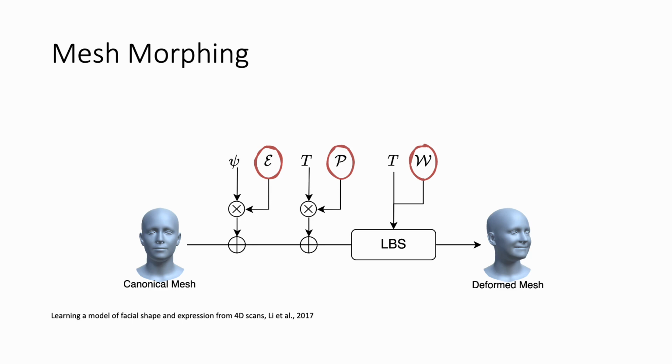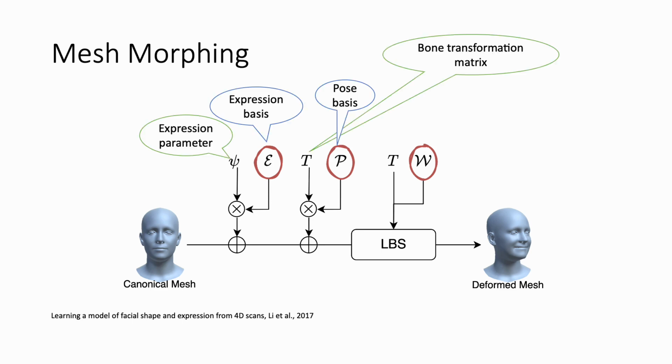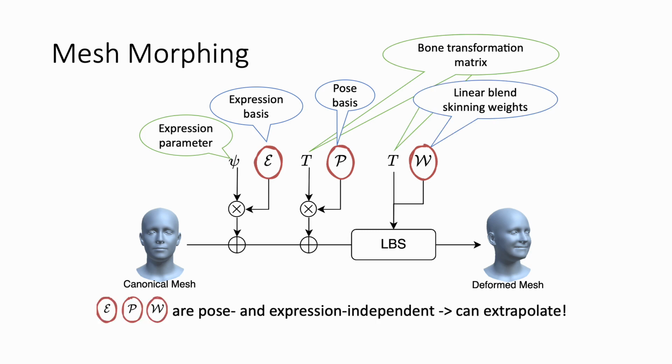First, let's take a closer look at how 3DMMs perform mesh morphing. In our case, we use Flame. The Flame model deforms the canonical mesh by adding the expression and pose correctives, and then it performs linear blend skinning to obtain the final mesh. Since the blend shapes and skinning weights are all pose and expression independent, Flame can extrapolate by formulation.